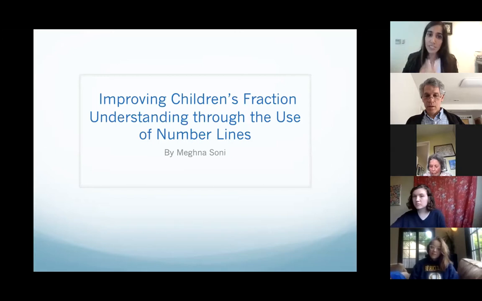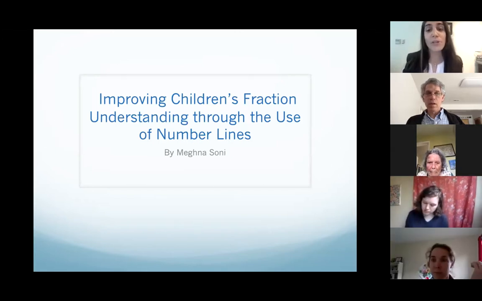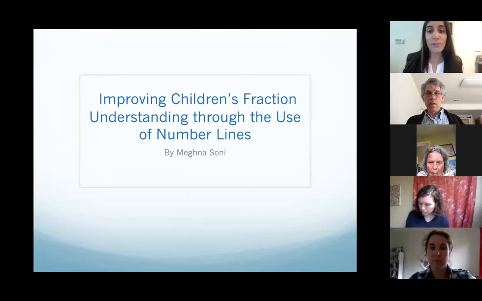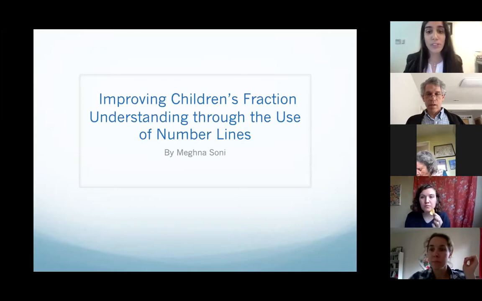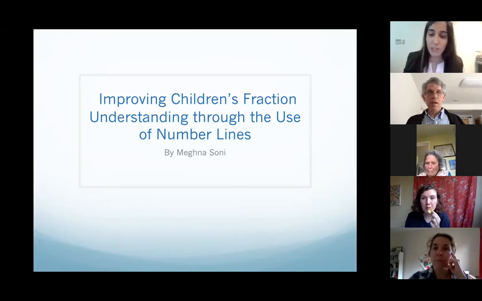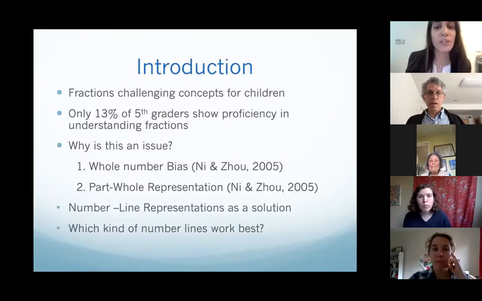So the work today is improving children's fraction understanding through the use of number lines. I'm going to talk about two of my studies. The first one will be the master's. The second one will be my dissertation, and the dissertation elaborated on my master's project. To begin, I'm going to start off with the introduction on the concept.